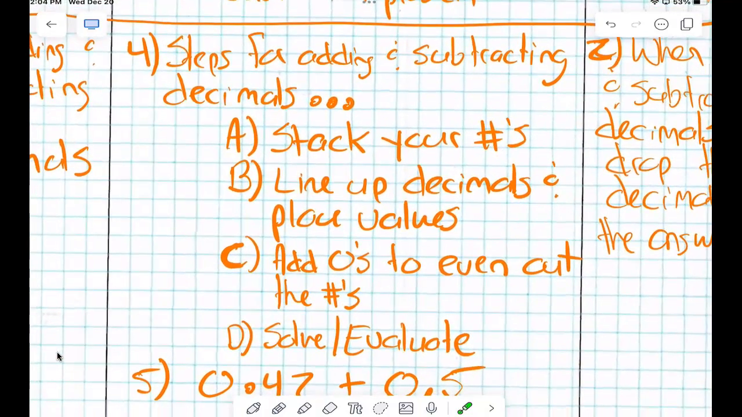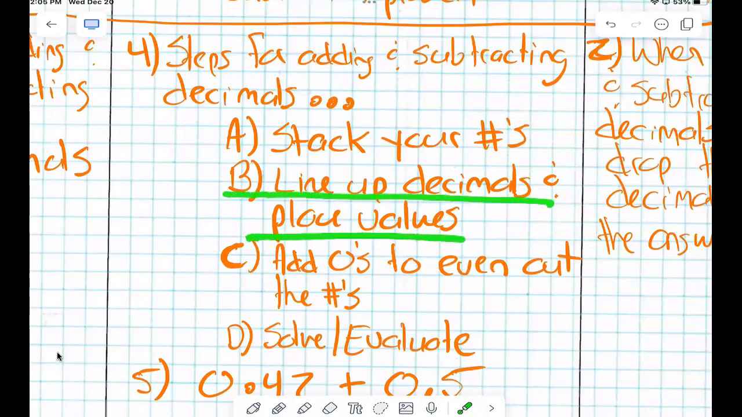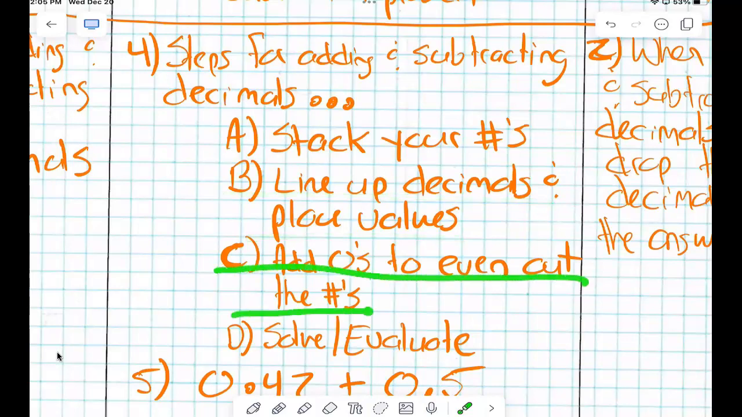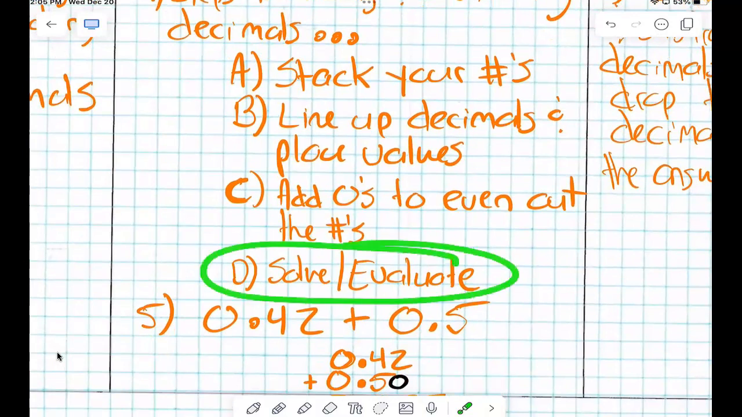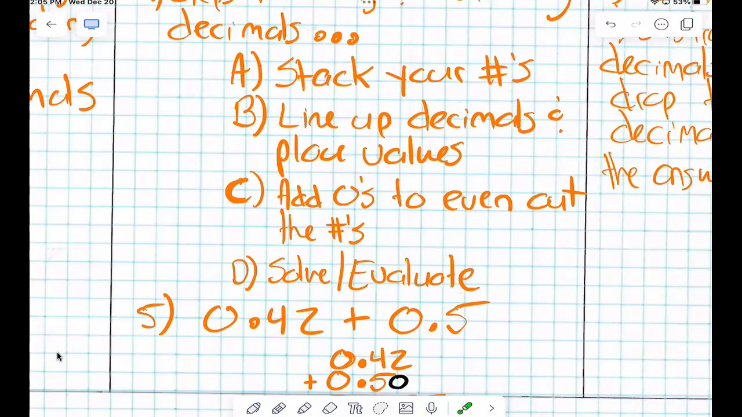So again, adding and subtracting with decimals, we follow 4 basic steps. Our first step is to do what? Stack the numbers. Our second step is to line up the decimals and place values. After we do that, our third step is to add zeros to even out the numbers. And then in the end, we do what? Solve and evaluate. Solve and evaluate mean the same thing.